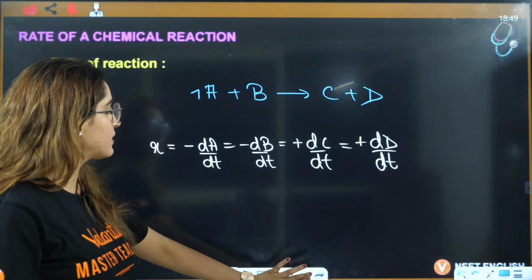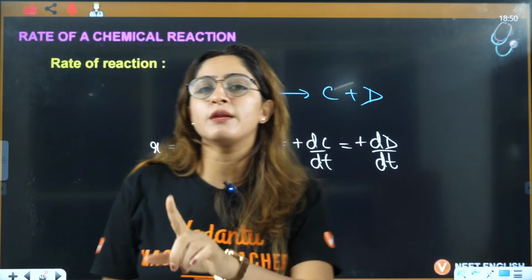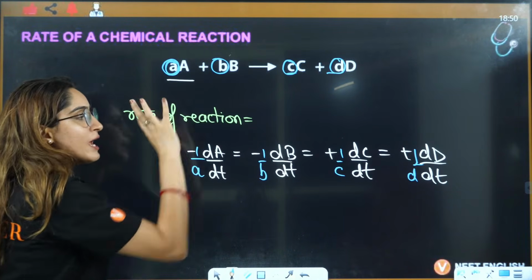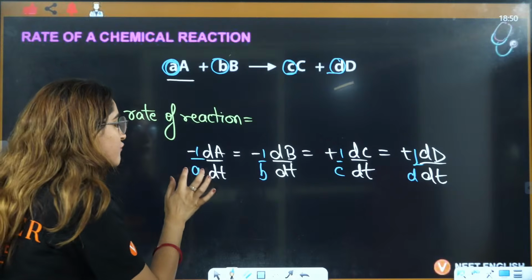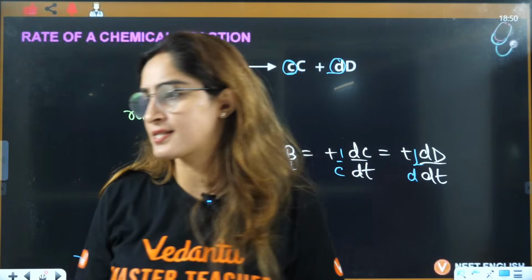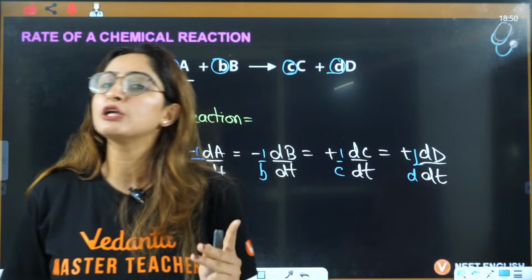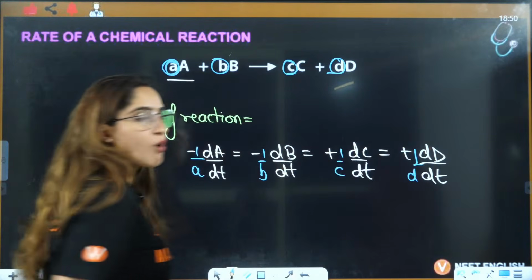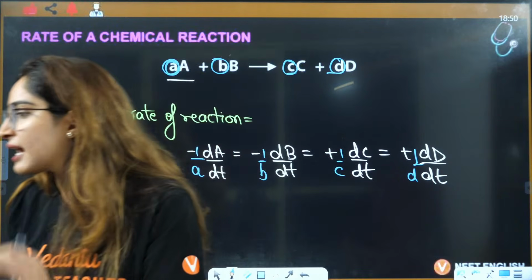So what you have to remember is, whenever you are writing rate of reaction, there are 3 conclusions here. In terms of reactant, it should be negative, negative. In terms of product, it should be positive, positive. And rate of reaction is divided by the coefficients. You will always divide it by the coefficients. Is that clear to everybody or not?